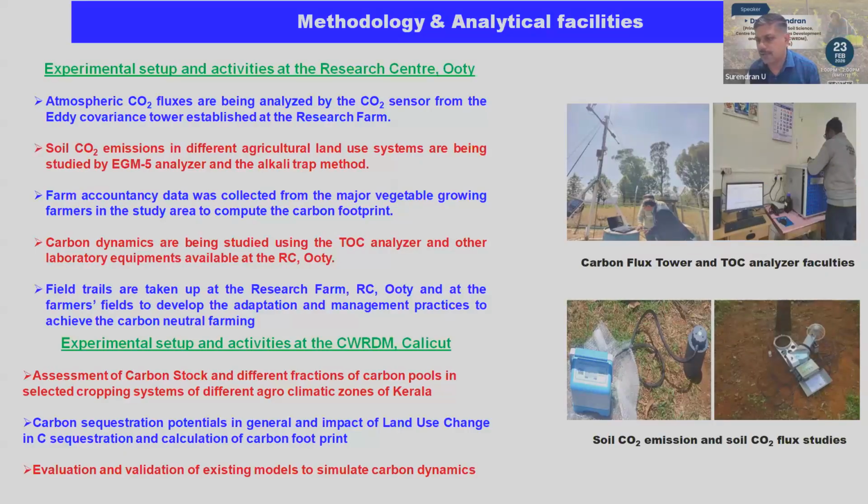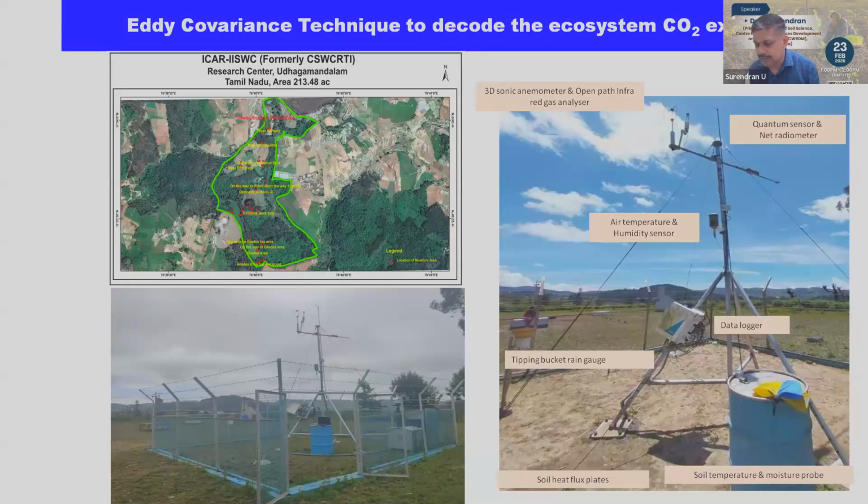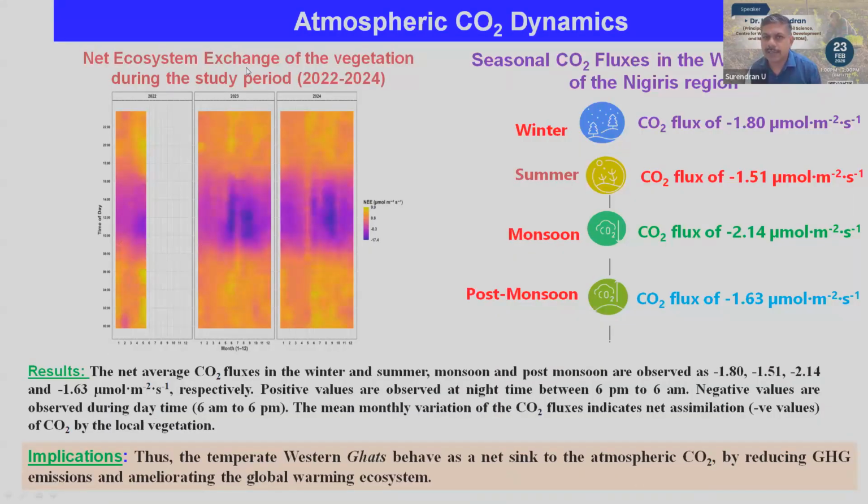Along with that, we have soil CO2 emission as well as soil moisture measurements at these particular plots, and we try to get the details of the energy and ecosystem balance. The results showed, and I am showing 2-3 years of data, that for most of the season, whether it is winter, summer, monsoon or post monsoon, we got negative values, which means this ecosystem is acting as a sink for atmospheric carbon dioxide, reducing GHG emissions and ultimately ameliorating global warming. This is a positive point which we have noticed for this specific plantation crop like tea.